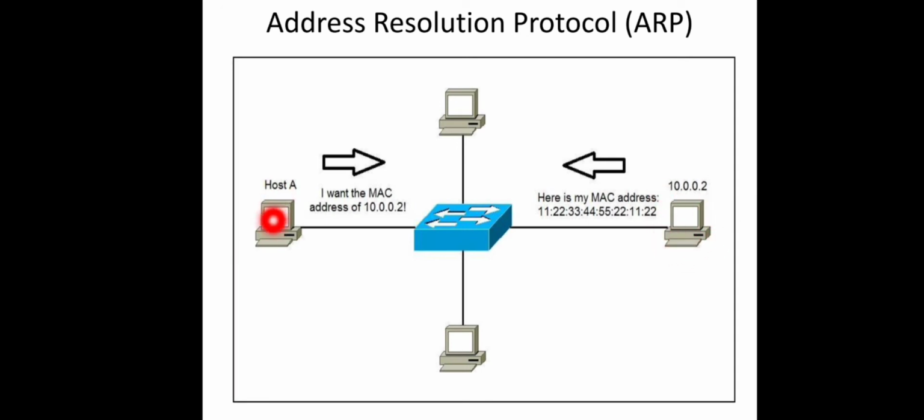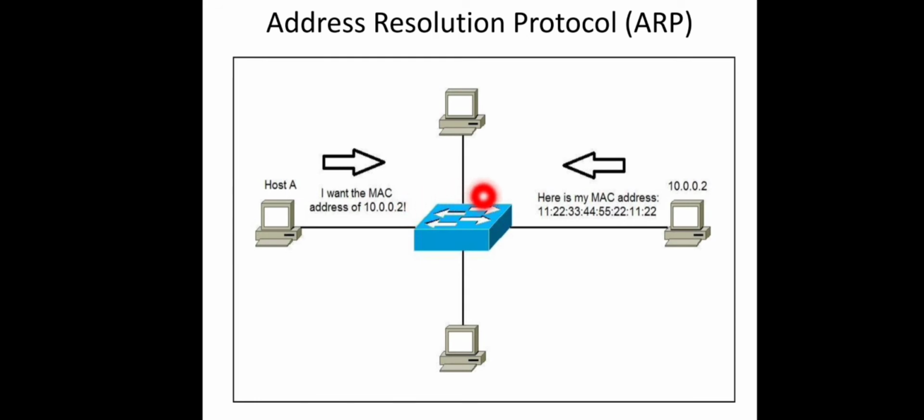Host A knows the IP address of the receiver machine, but it does not know the MAC address. So it will just forward an ARP request packet. This ARP request will contain the IP address and MAC address of the sender machine and the IP address of the receiver machine. It requests the MAC address of the receiver, and it will broadcast this request to every machine.